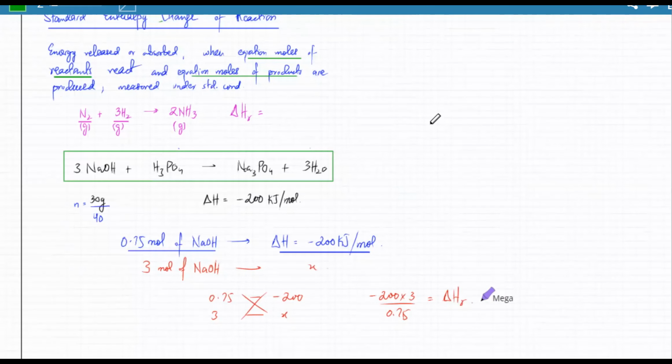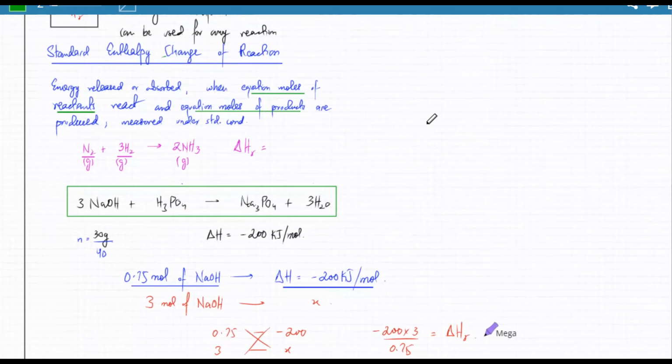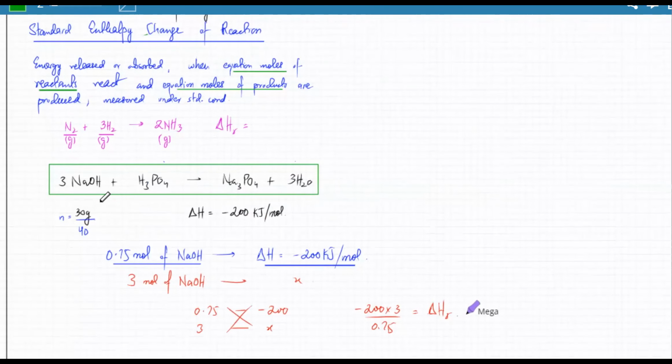So just remember this last one. If the energy change corresponds to exactly 3 moles of NaOH, then it's going to be called the enthalpy change of reaction. If it's for any random moles of NaOH, then it will not be called the enthalpy change of reaction. It would simply be called enthalpy change. So whenever you read the term enthalpy change of reaction or delta HR in a question, they mean exactly 3 moles of NaOH. Calculate the energy change if exactly 3 moles of NaOH had taken part in the reaction.